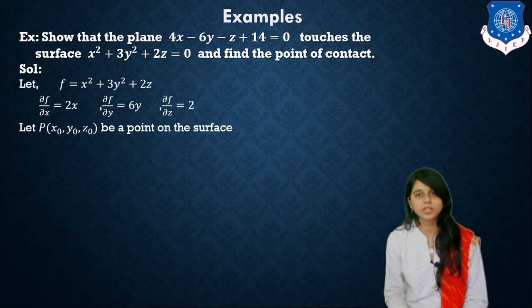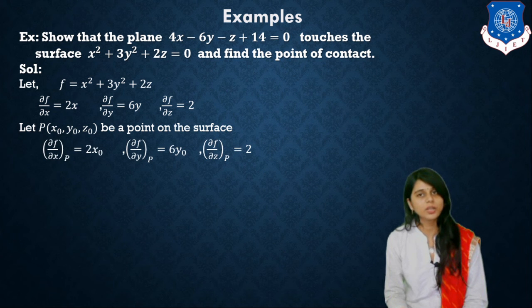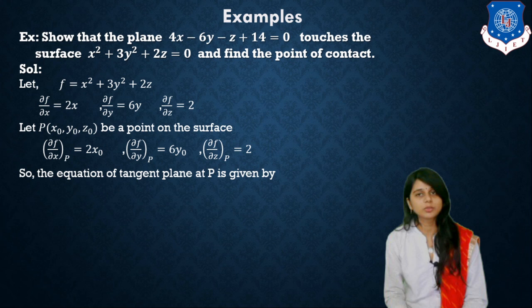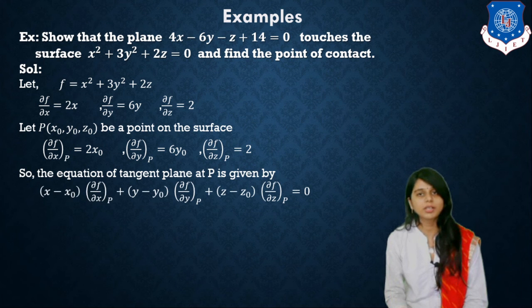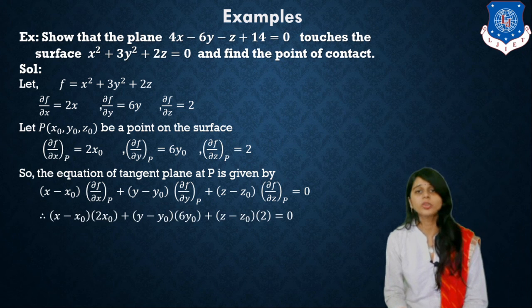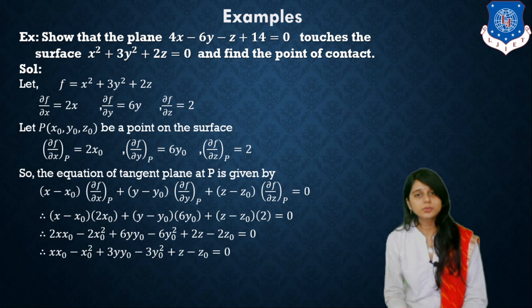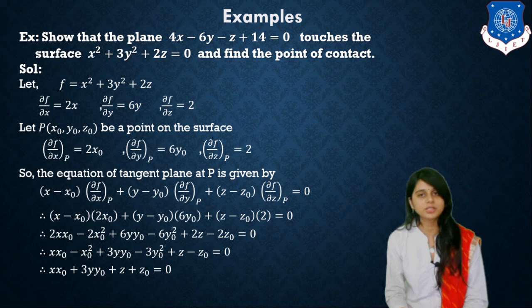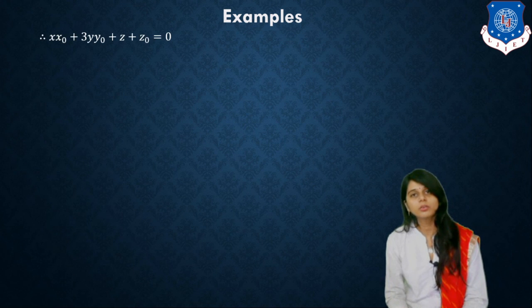Now let (x0, y0, z0) be a point of the surface. So we get 2x0, 6y0 and 2. Put these in the equation of the tangent plane. We get (x − x0) ∂f/∂x at point P + (y − y0) ∂f/∂y at point P + (z − z0) ∂f/∂z at point P. Putting all the values, we get x0x + 3y0y + z = 0, that is, x0 x + 3y0 y + z + z0 = 0.